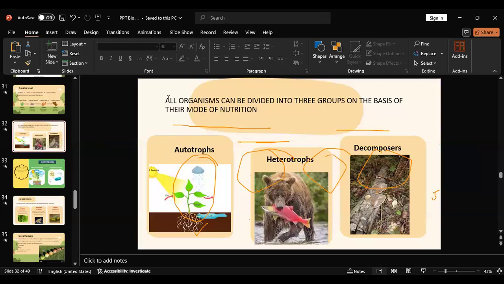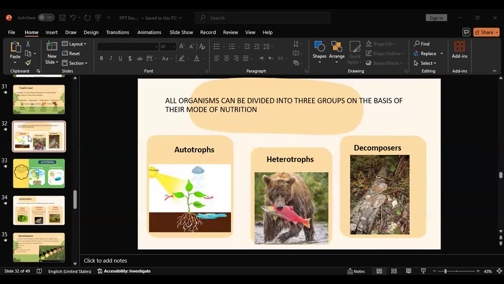All the organisms are divided into 3 groups on the basis of their mode of nutrition. Mode of nutrition means how they are taking food. According to the mode of nutrition, all the organisms can be divided into 3 groups. You have already learned these things in a previous grade also.